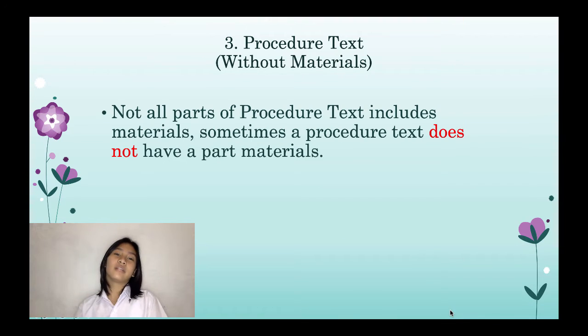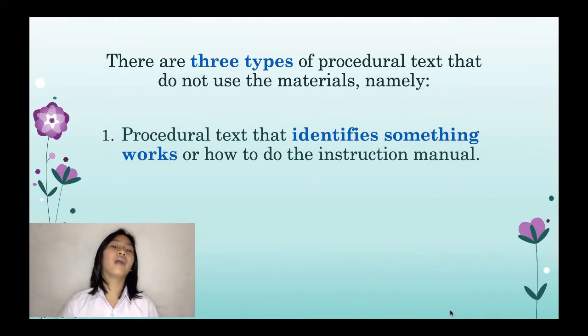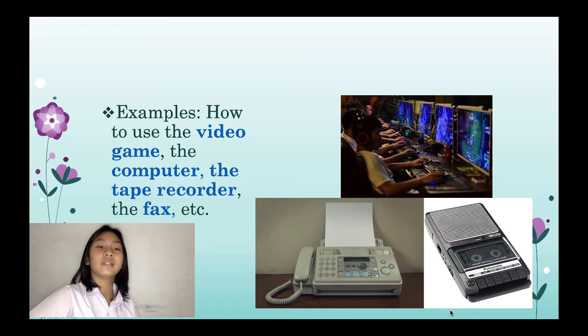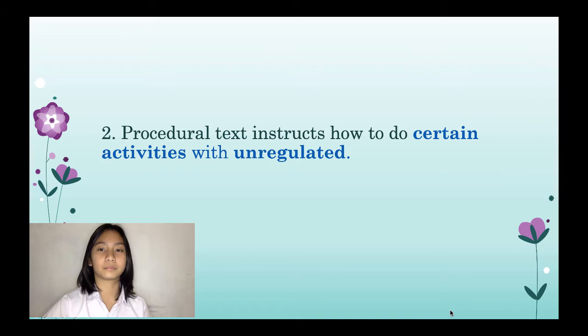Next, procedure text without the materials. Not all parts of procedure text include materials. Sometimes a procedure text does not have a materials part. There are three types of procedural text that do not use materials, namely, procedural text that identifies how something works or how to do the instruction manual. Let's see the example. For example, how to use a video game, the computer, the tape recorder, the fax, and the rest.